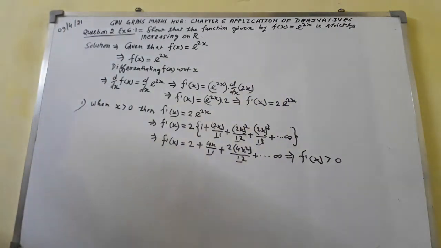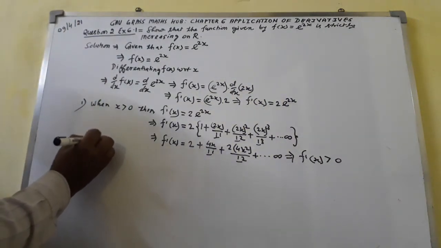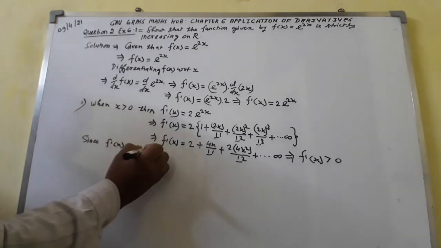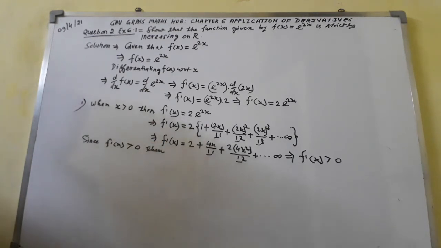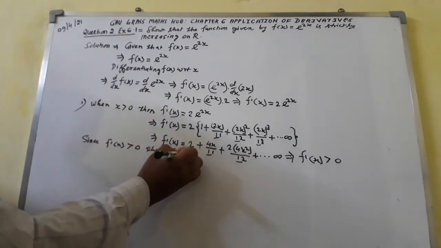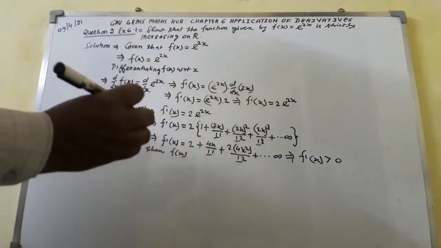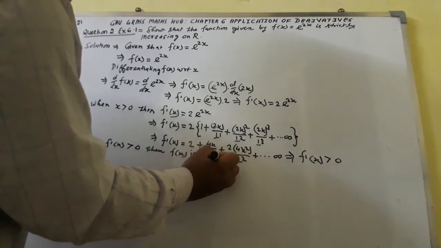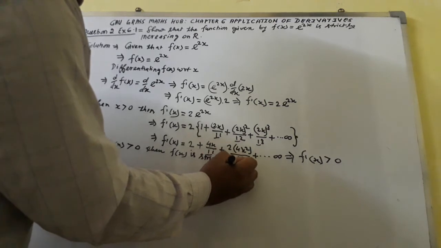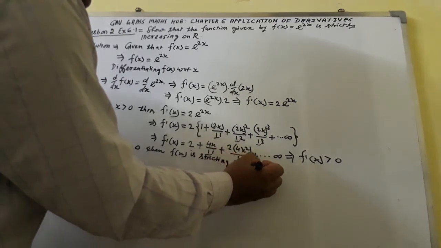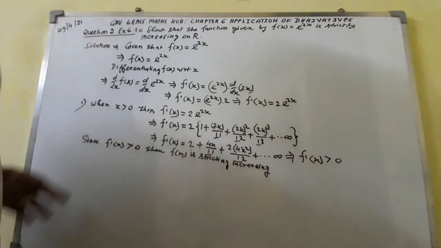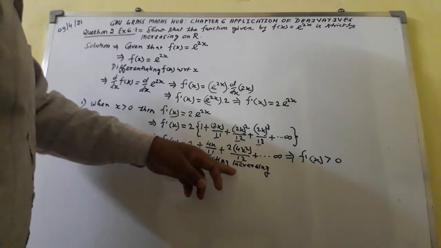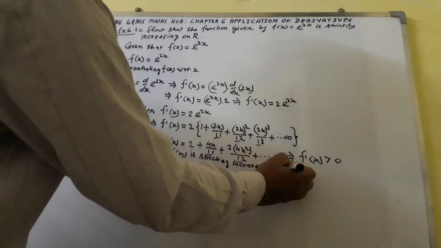So here again I shall write, since f dash of x is greater than 0, then f of x is strictly increasing. When f dash of x is greater than 0, then f of x is strictly increasing on the set of real numbers.